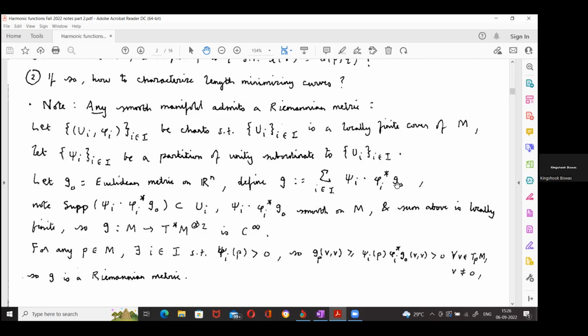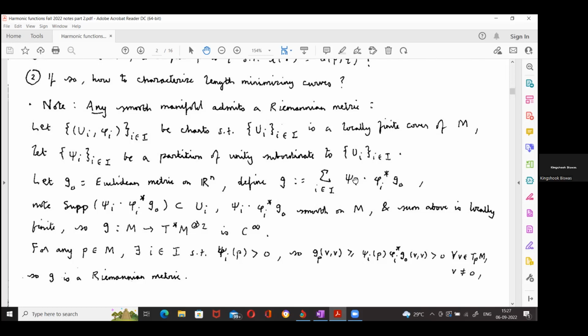Yes, I can pull back G naught by phi I. And then this is only defined on ui, but then I multiply it by this bump function psi I. Psi I has compact support contained in ui. So then psi I times this phi I star G naught vanishes outside ui. So this is globally defined on M. Is this clear?